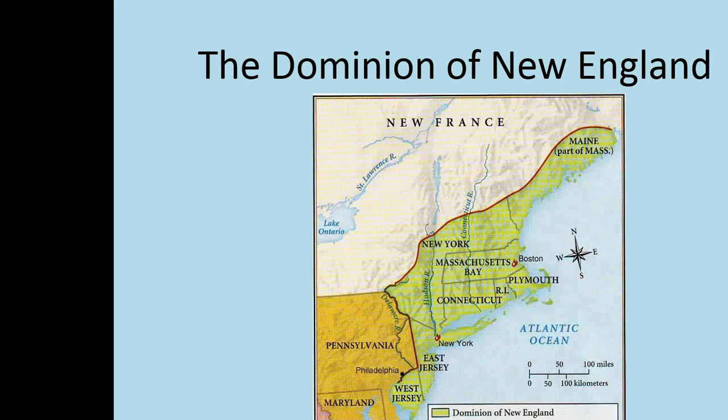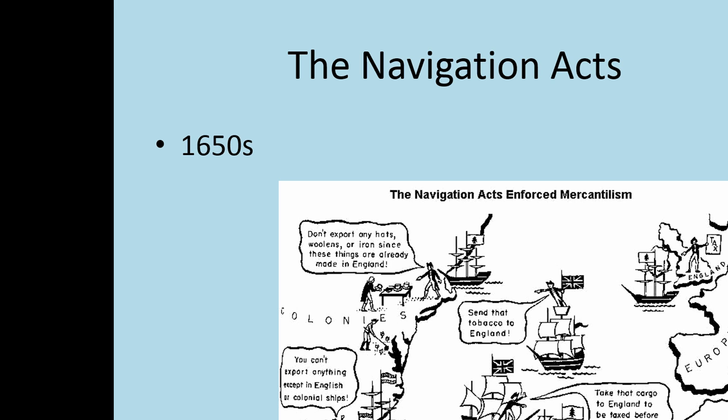So what we have are the Navigation Acts that are going to be passed in the 1650s. This is kind of still going along with mercantilism, okay? Parliament is going to begin passing the Navigation Acts in the 1650s, and this gives England control over the goods that are being exported out of and imported into the colonies. So it just gives England a lot more of the say-so.